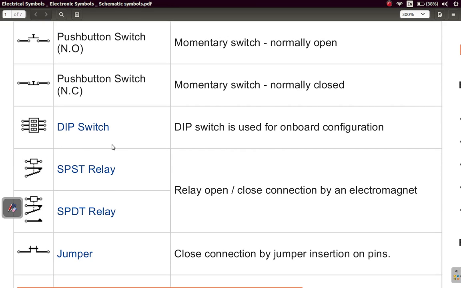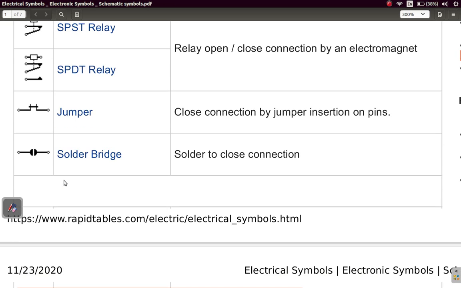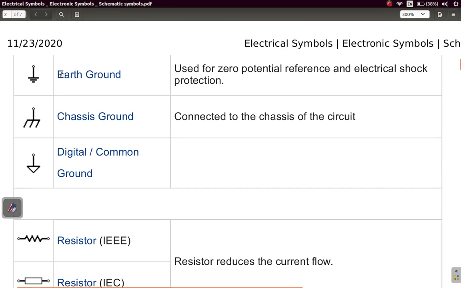Alright, this is a dip switch, right? Single pole, single throw relay. These type of things you'll get more familiar with as you study electrical engineering some more. This is a ground, earth ground. This represents the earth ground.